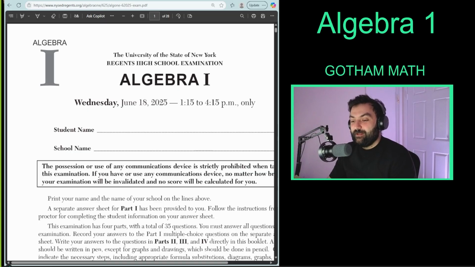So, the day has come. It's finally here. The Algebra 1 Regents has finally been published for June 2025. That means we're going to go over the first part of the Regents, the multiple choice part. Unlike the SATs, Algebra 1 and the Department of Education for the state of New York publish the exact test that students took on their Algebra 1 Regents exam. So let's go ahead and go over every single question.